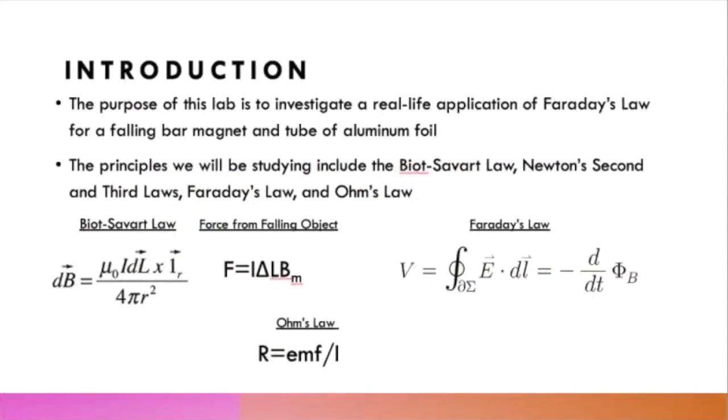Our observations will depend on the physics principles at work here, which include the Biot-Savart law, Newton's second and third laws, Ohm's law, and of course Faraday's law. You will recall that the Biot-Savart law can be used to measure the force exerted on an object by an object with a non-zero velocity, where force is equal to current multiplied by the length of the object times the magnetic field from the moving object.